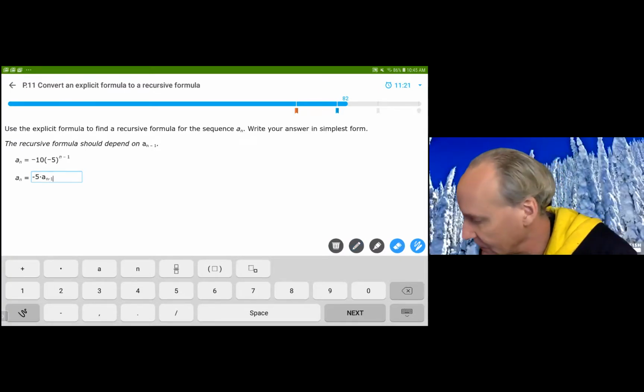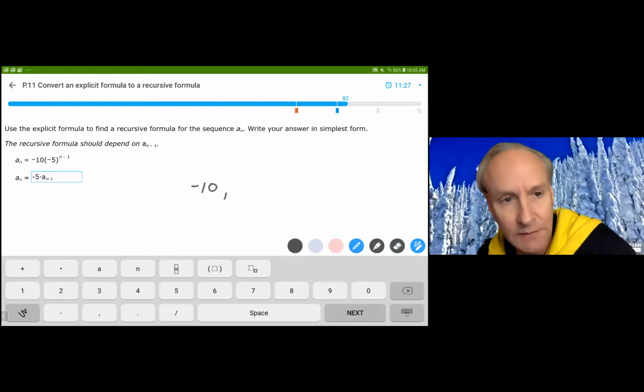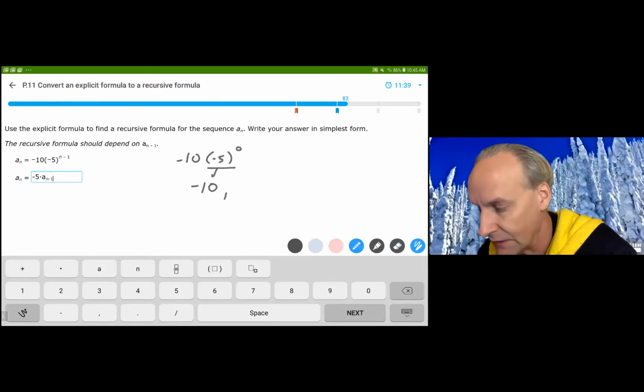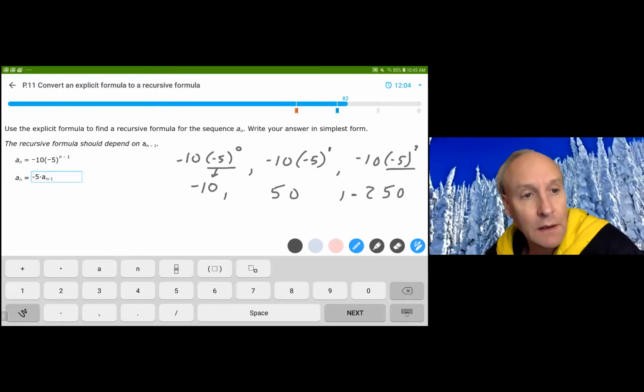If you wanted to see the sequence and see that it works, it would be -10 because when I put the 1 in, it makes it -5 to the 0. I'll write it right here, -10 times -5 to the 0 power. And that's going to be 1, and that's going to give me -10. Then my next term is going to be -10 times -5 to the first power, which is going to be 50, isn't it? That's just 50. And then I'm going to get -10 times -5 to the second power, which is 250, but it's negative, because notice that that is a positive times a negative. Hopefully that's clear.